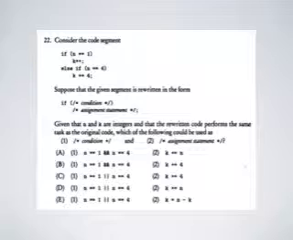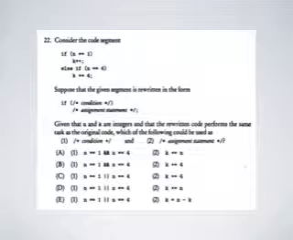Okay, let's go to question 22. Consider the code segment. It's just a simple 4 lines of code that does some if and else. The first line is: if n equals 1, we do k plus plus. Else if n equals 4, we do k plus equals 4. That means we let k become k plus 4. And what does k plus plus mean? That means we let k become k plus 1.